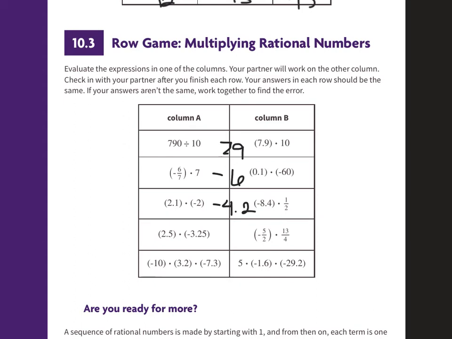2.5, so using my calculator, I'm going to pull that one out right now. 2.5 times negative 3.25 is negative 8.125. And the last one, negative 10 times 3.2 times negative 7.3, I get 233.6. Okay, and that's the lesson. So nothing new today, just more review stuff.